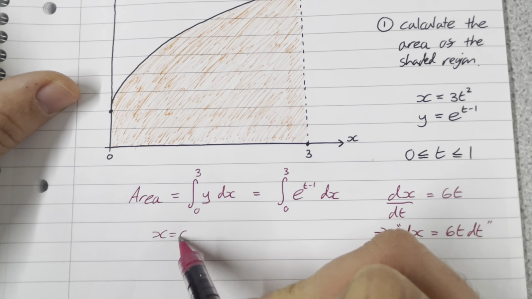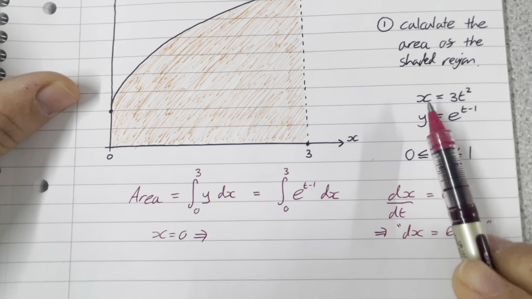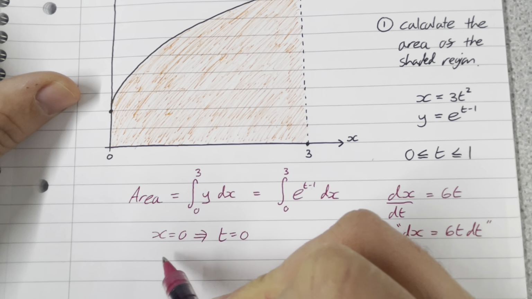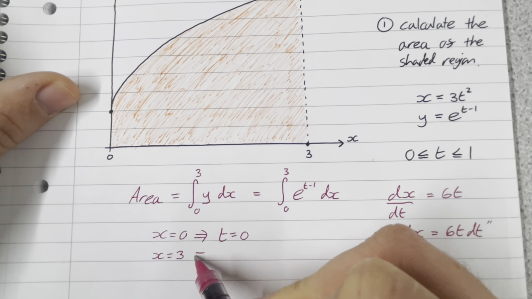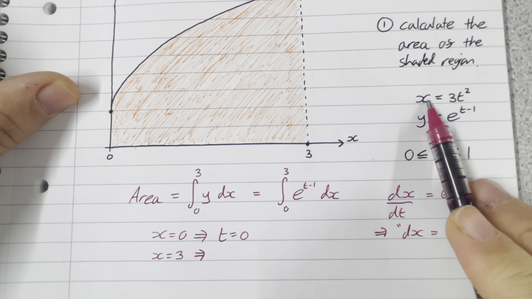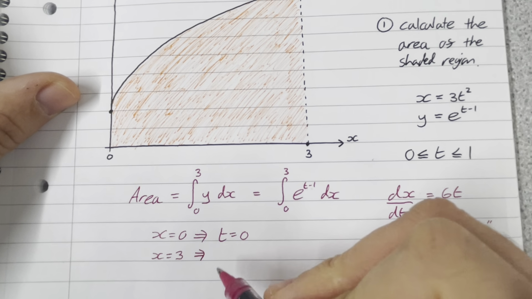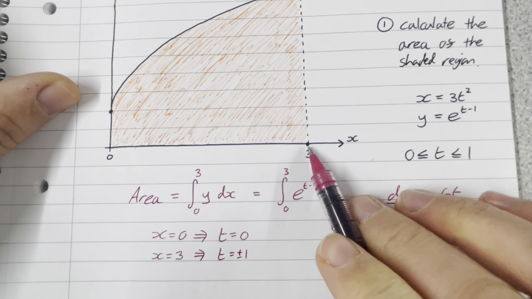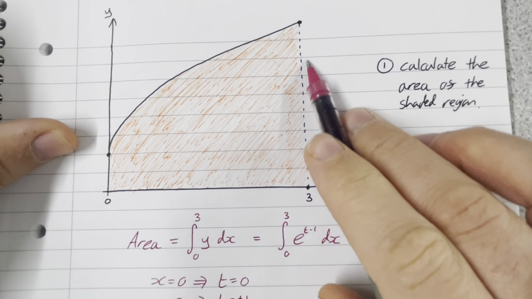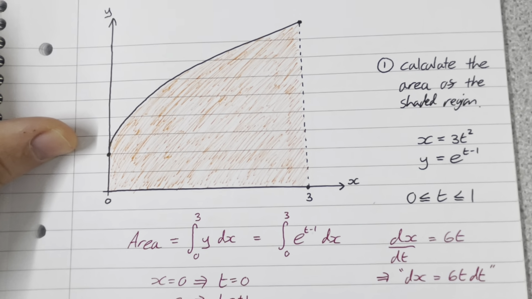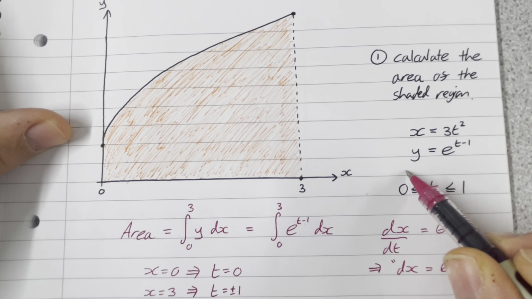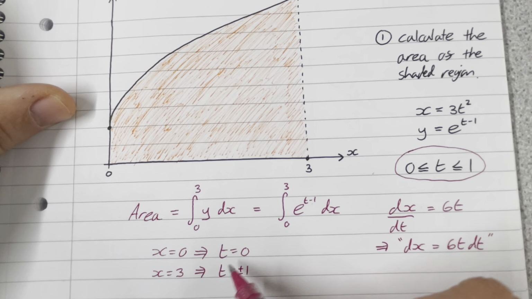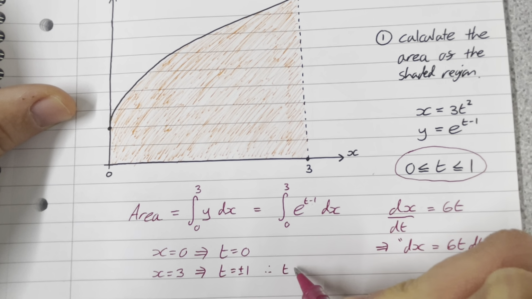So x equals 0. We're solving the equation 0 equals 3t squared. That only has the solution t is 0. And x equals 3. Okay, x equals 3. So if we solve this quadratic, we end up with t is equal to either plus or minus 1. But interestingly, there's only one point on the curve where x is 3. Well, let's just have a look at the domain here. We're told that t is between 0 and 1. So actually, t is minus 1 is not on the curve at all. So we only want t to be 1.